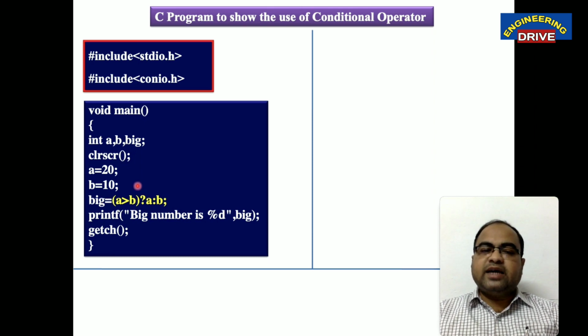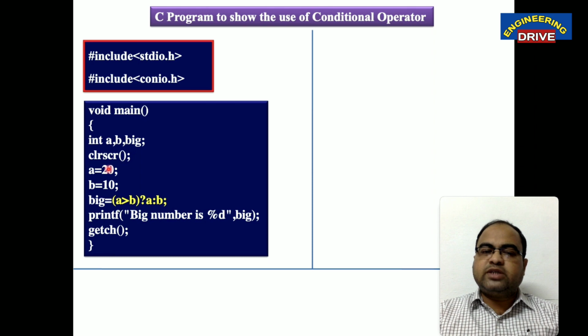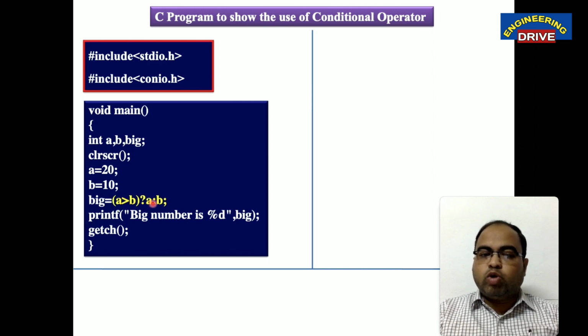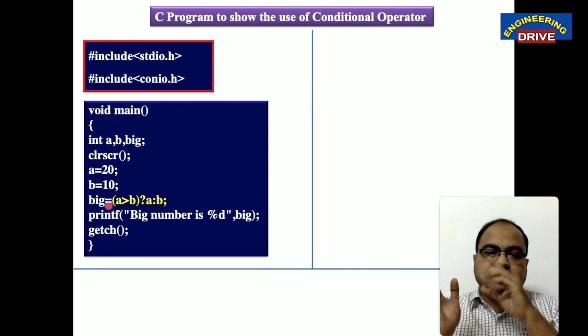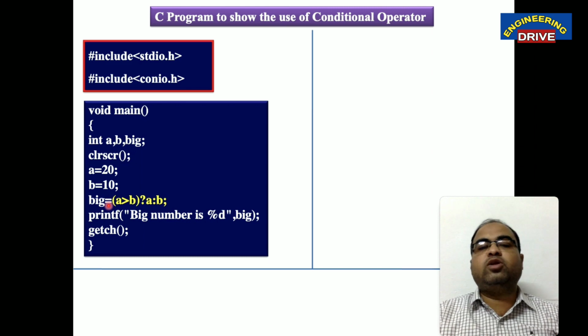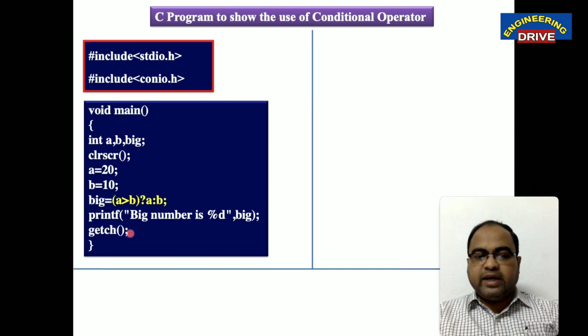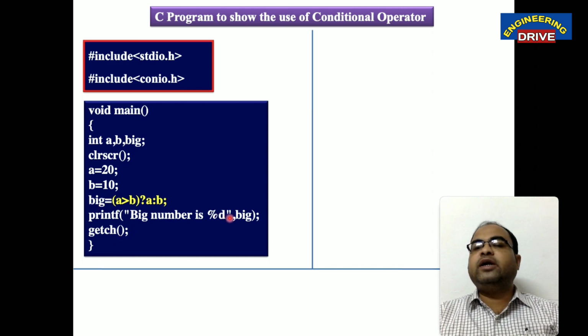Okay, let us say we have taken reverse values. A value is 10, B value is 20. At that time, this condition will become false: 10 is greater than 20. Condition will become false. Control will go to the colon part. So what is there in colon? B. So this 20 will be stored in big. So anyhow, the biggest value will be assigned to the big variable. So finally that big number we are displaying by using the printf function.